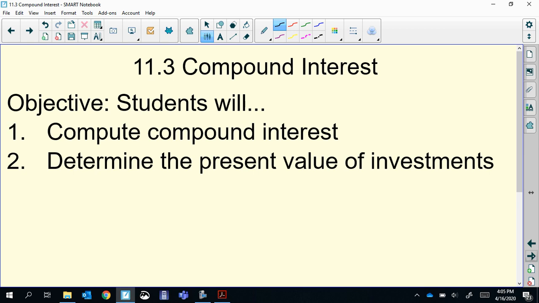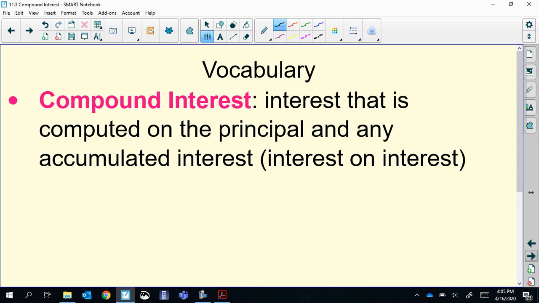So, it's interest that is computed on the principal and any accumulated interest. Like I said, once you start getting interest, it accumulates more interest. So if you had $1 in interest, that extra dollar now starts collecting more interest.